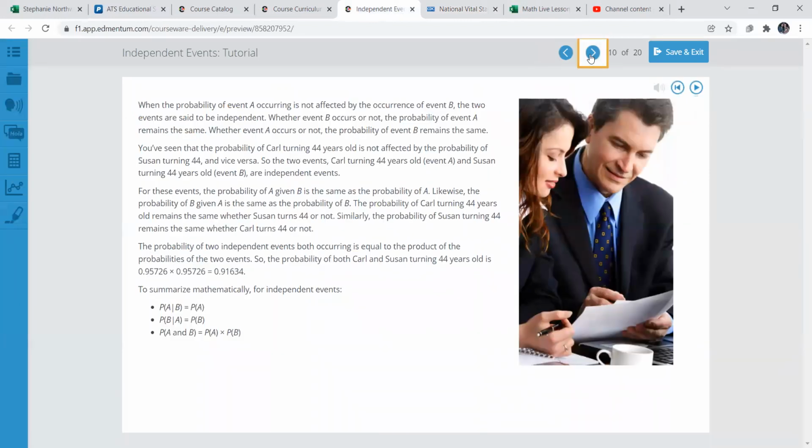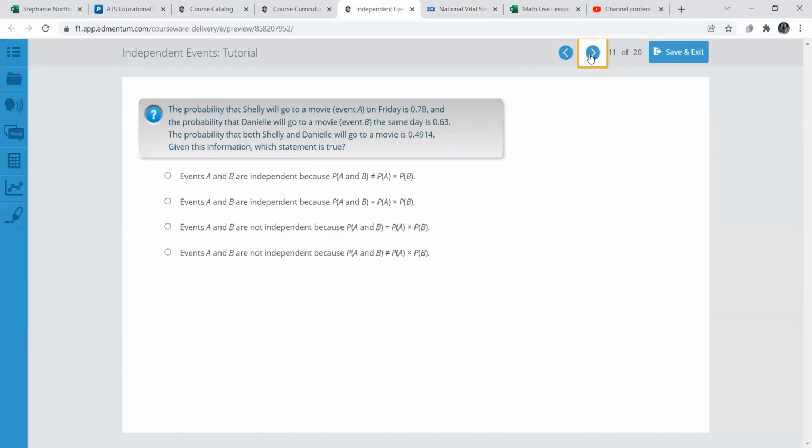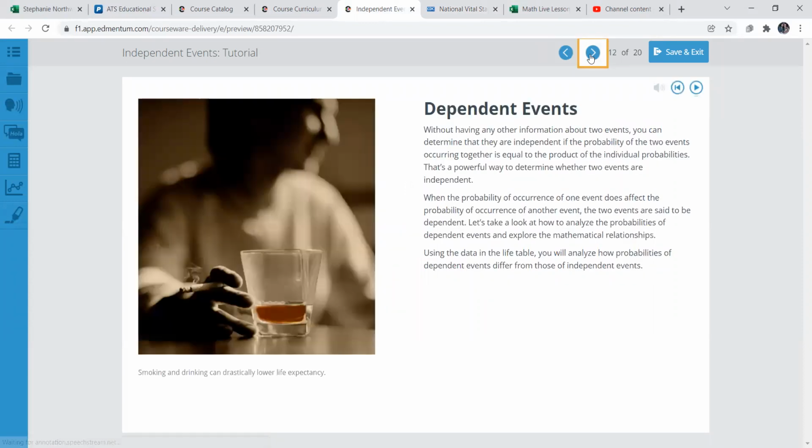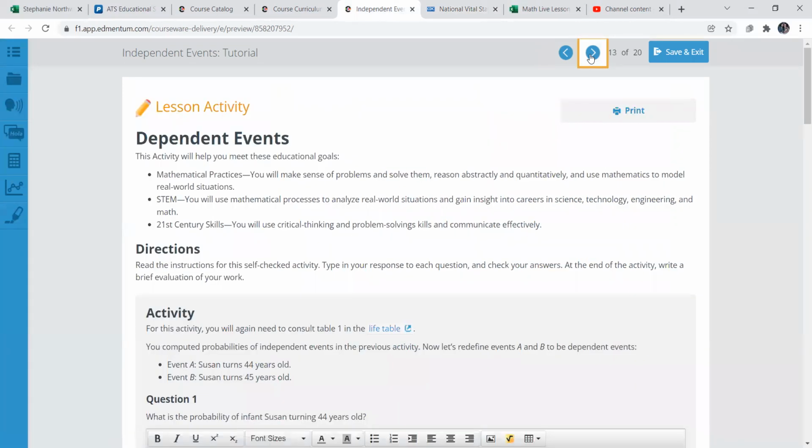Okay. Here it just talks about independent events. Events are independent of one another, that means that they occur on their own and they don't need each other.